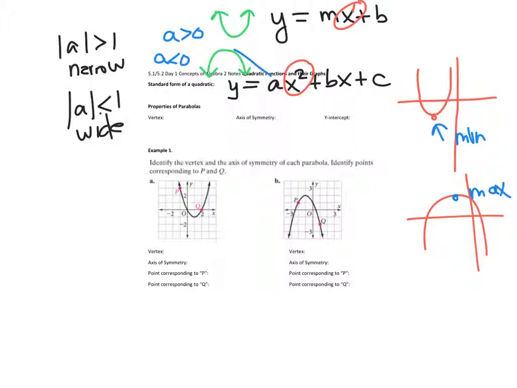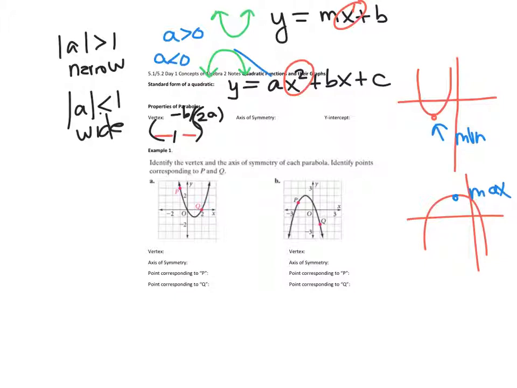The formula to find the vertex of a parabola: a vertex is an ordered pair, so you want to find negative b over 2a. Negative b over 2a is the x coordinate. A vertex has an x and a y, so you get your x value, which is negative b over 2a, and plug negative b over 2a in for x to get y. We'll do numerous examples on the next page.